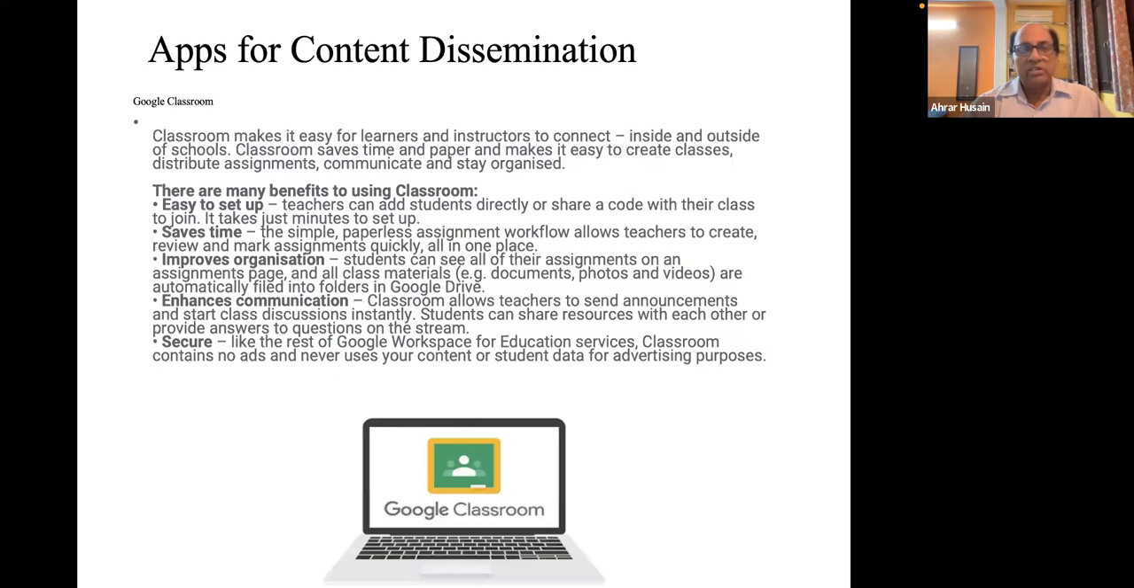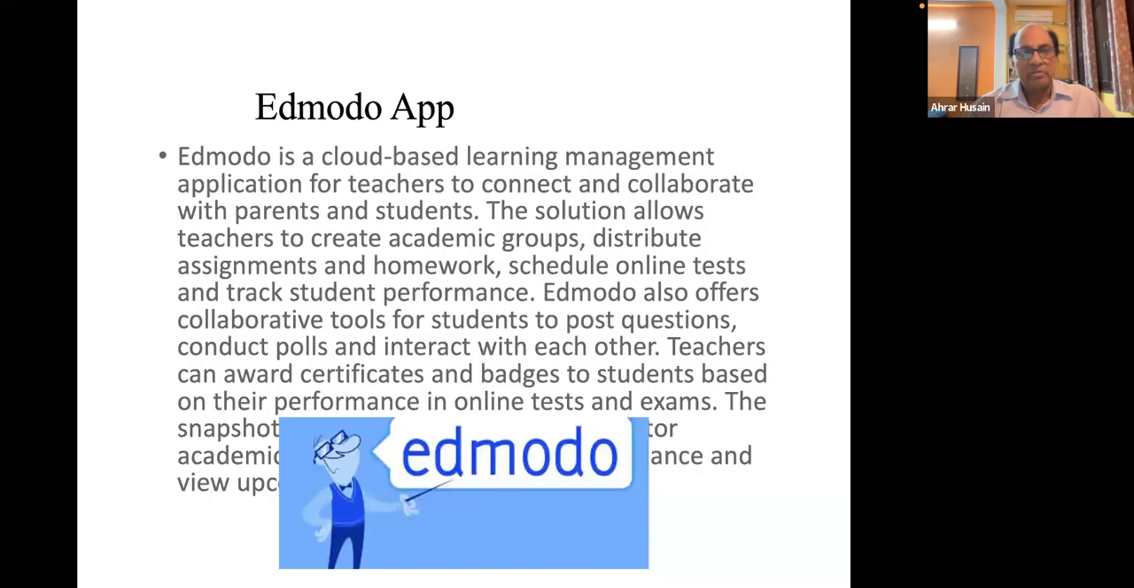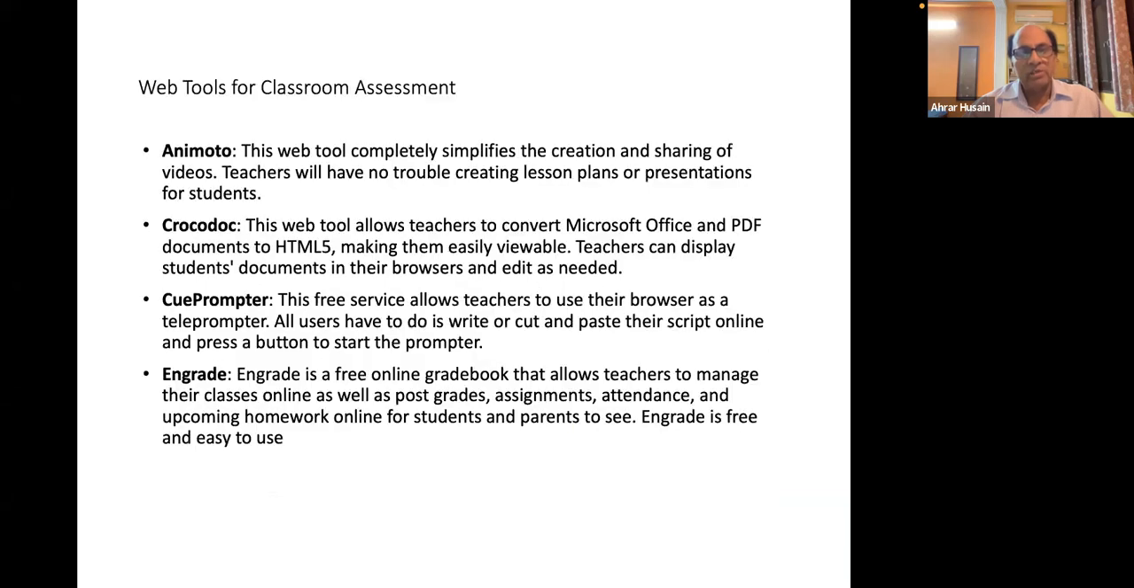I have already discussed Google Classroom. This is a very interesting thing. I have also discussed other things which a teacher is supposed to do, which is the assessment work. And for this assessment work, there are some tools. They're all free tools: Animoto, Crocodoc, QPrompter, and Grade. The Animoto web tool completely simplifies the creation and sharing of videos. Teachers will have no trouble creating a lesson plan or presentation for students.